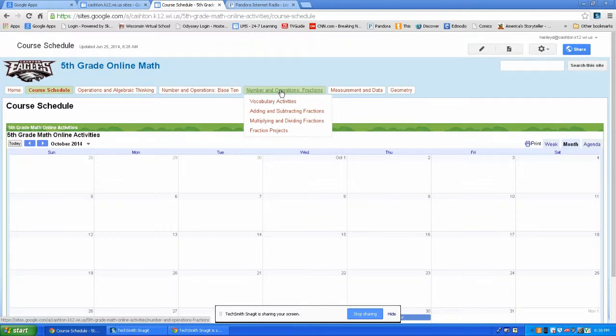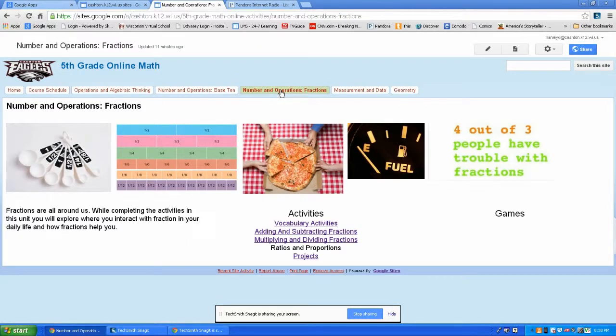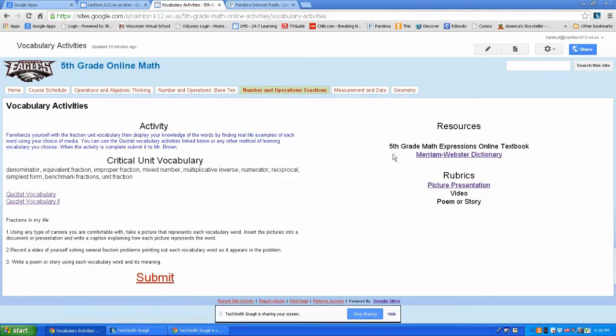As we move on, there are the different units that the fifth grade works through, and right now I am starting with number operations with fractions, and I have just a general home page for fractions, and the students can link to the fraction activities either in the fraction site or through a drop-down menu in the bar here. If we look first, we have vocabulary activities.